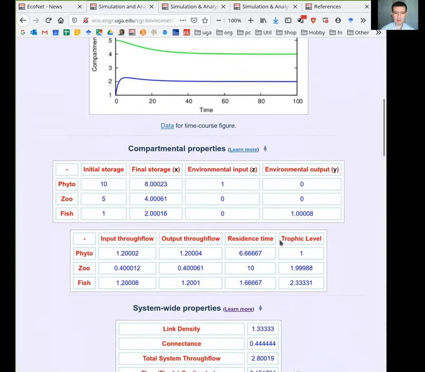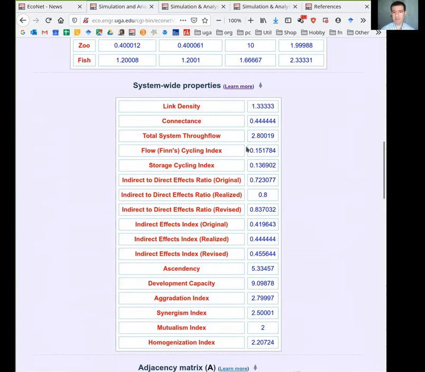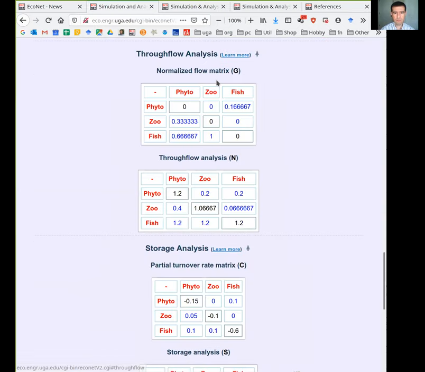But if you take a look at the cycling index, we should have a positive cycling index right now. And if you go to the N matrix, now we have some values that are larger than one on the main diagonal. Again, referring to what Stuart showed you earlier about cycling.